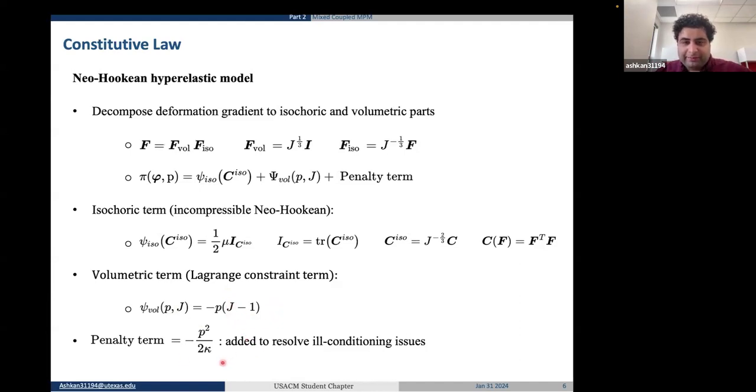And we have a penalty term, which is minus p to the power of 2 over 2 kappa. This kappa is the bulk modulus. This term is added to the energy here to resolve the issue of ill conditioning of the stiffness matrix. If we don't have this, you will have a big zero in the stiffness matrix. This formulation is just for rubber, where we don't have water in the system.